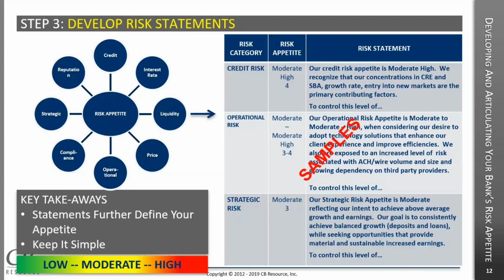Operational risk, this one says moderate, moderate high. Our operational risk appetite is moderate to moderate high when considering our desire to adopt technology solutions that enhance our client experience and improve efficiencies. We're also exposed to an increased level of risk associated with ACH and wire volume and size, and growing dependency on third-party providers. I mean, these are general examples. Look at your business model, look at the risk you're willing to take, and define what you mean by that level of risk you're taking, and then say something about your controls.